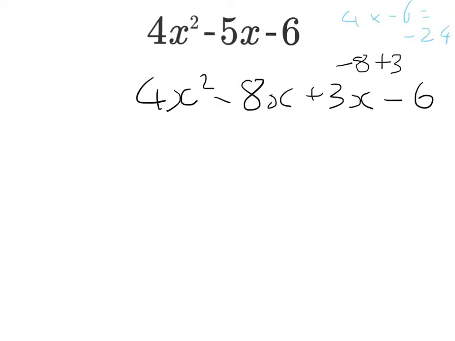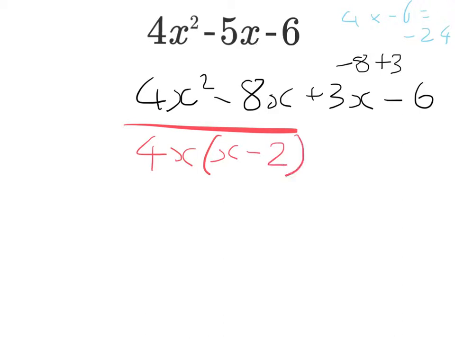Right, common factor for the first pair of terms, 4 and 8, common factor of 4, x squared and x, common factor of x. So that leaves me with x and minus 2 in my bracket. Second pair, plus 3x minus 6. So looking at the number, I've got plus 3 is my common factor, x minus 2 is what I'd have there in the second bracket.